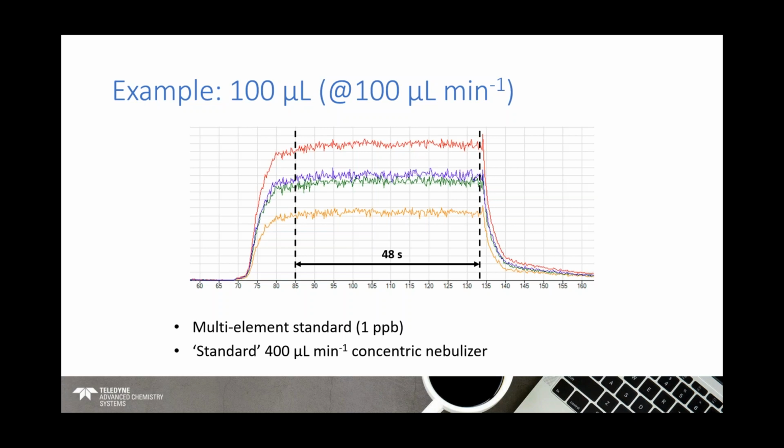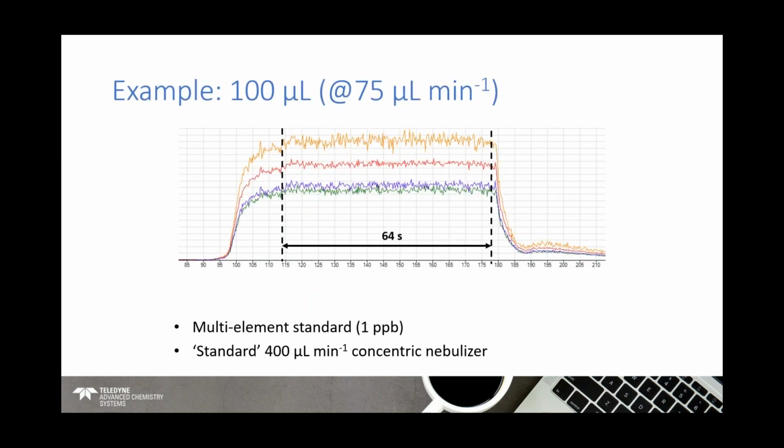There is a payoff here. You are sacrificing some sensitivity as you do this. However, the latest generations of ICP-MS have got more and more sensitive, so it allows us a lot more room to work and to operate and generate the data that we want. So we're currently at 100 microliters per minute. Let's drop it to 75, and all of a sudden we've got 64 seconds of measurement time from 100 microliters. And we can keep going.